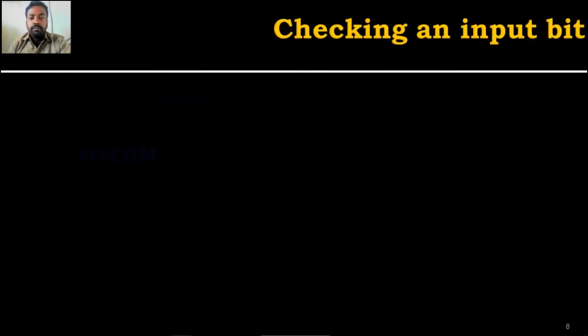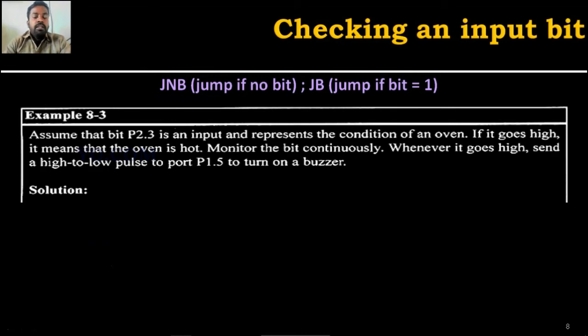Okay, next one, checking an input bit. We check the input bit, that is an IO line. By using JNB and JB we can check the input bit. JNB means jump if no bit, JB means jump if bit. No bit means 0, and JB means equal to 1.